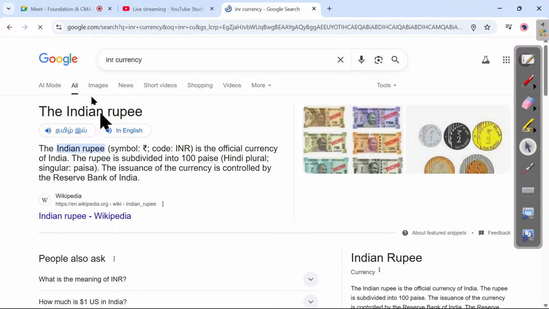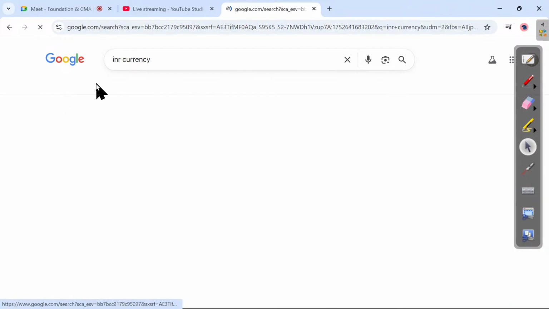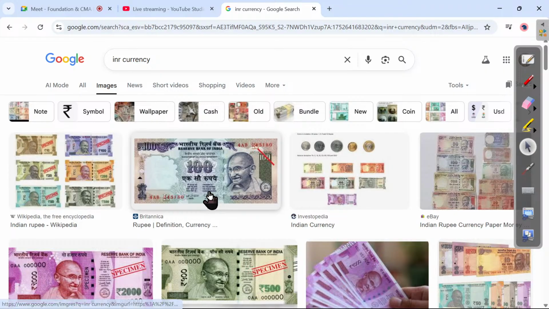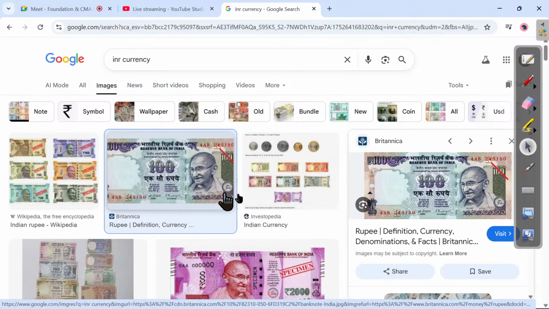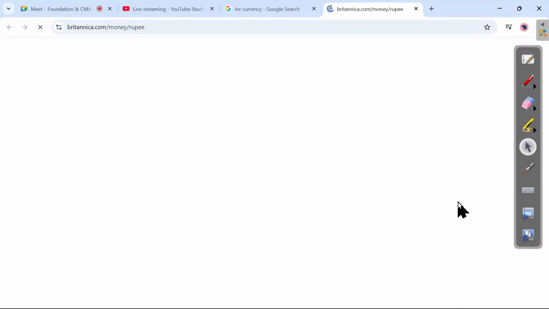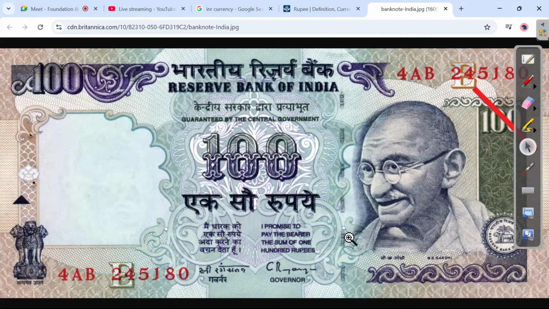Now, in Indian currency, what happens? This is the bearer bill. I promise to pay the bearer the sum of 100 rupees. Is that clear? Bearer means whoever it may be. If you are holding this 100 rupees, you will be eligible for its money's worth. Who is promising to pay this? The RBI governor. Here you see the Governor of the Reserve Bank of India is signing.